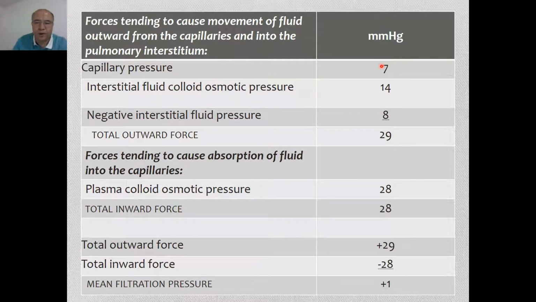So the capillary pressure is 7, interstitial fluid colloid osmotic pressure 14, and negative interstitial pressure -8. So it is 29 millimeter mercury towards the outside of the blood vessel, and the forces tending to cause absorption of fluid into the capillaries, plasma colloid osmotic pressure only, is 28. So the difference is +1.